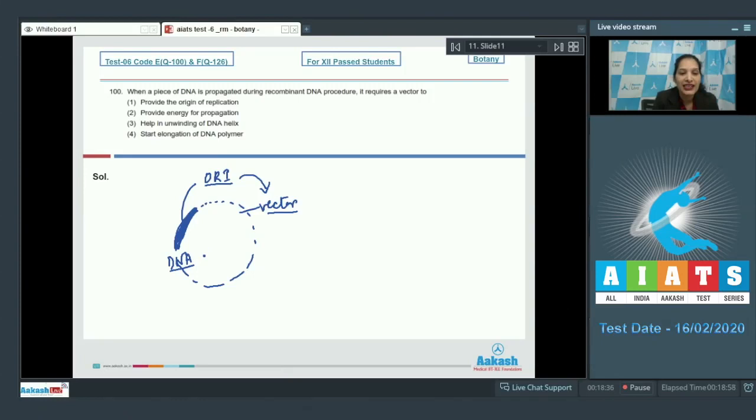So why does this DNA require a vector? Just to provide the origin of replication. So why is a vector needed when we propagate the DNA? To provide the origin of replication. So the correct option for the given question is option number 1. Let's move to the next question.